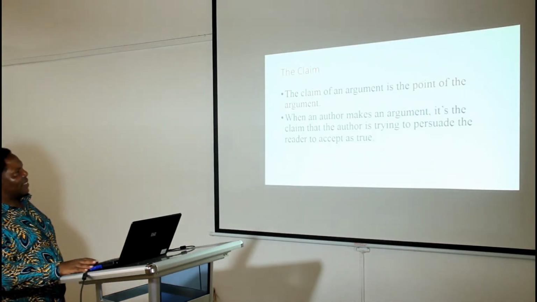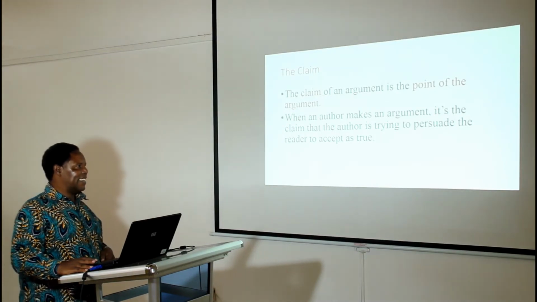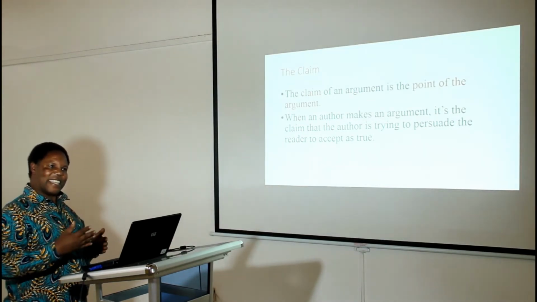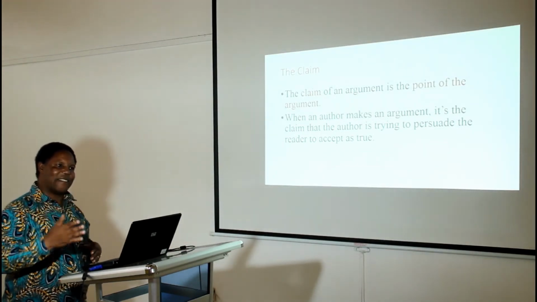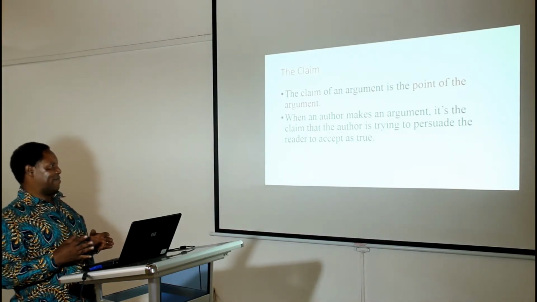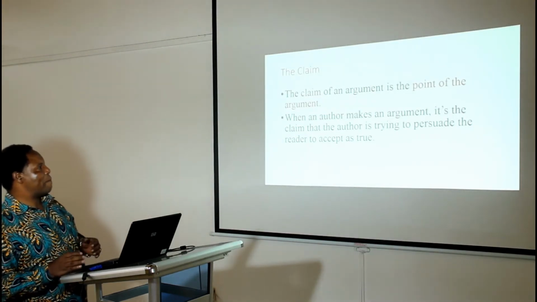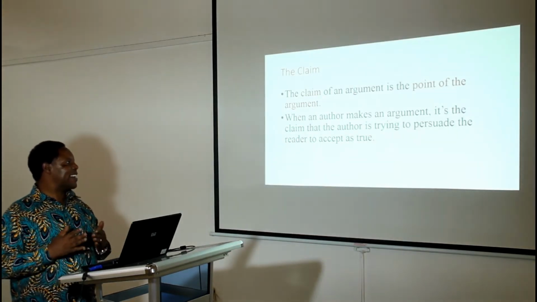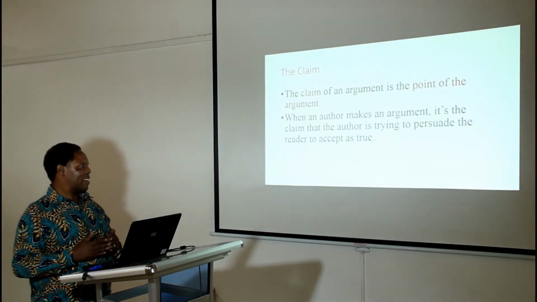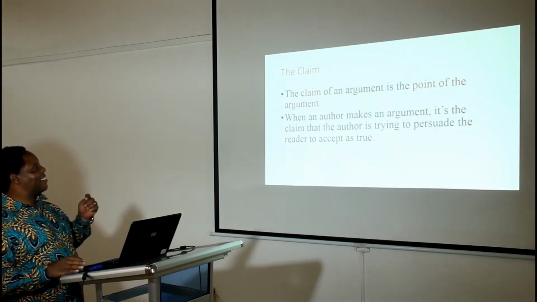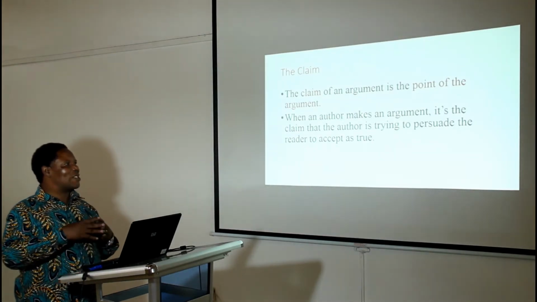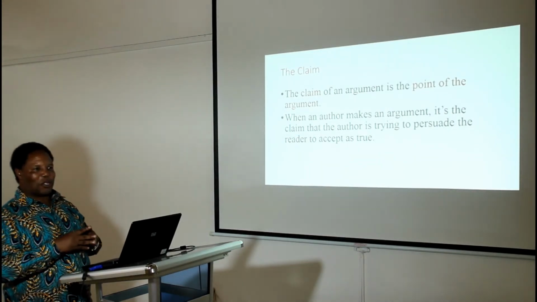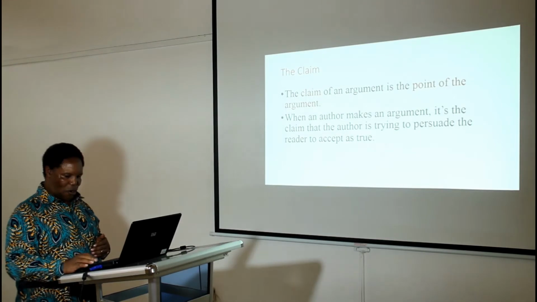The claim of an argument is the point of the argument. We claim, for example, something that I have something, you can claim that I know this. This is the claim. When an author, for example, makes an argument, it is the claim that the author is trying to persuade the reader to accept as truth. If you don't accept it, then this means your claim has not persuaded a person. You have to persuade a person to accept what you are saying, whether it is true or not.